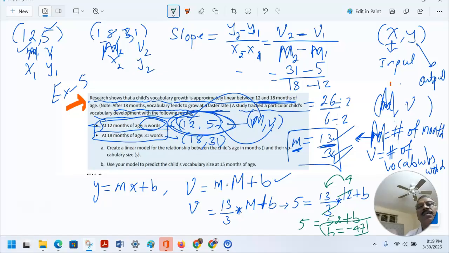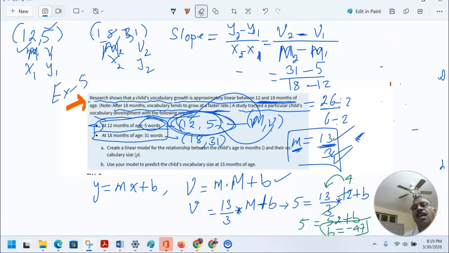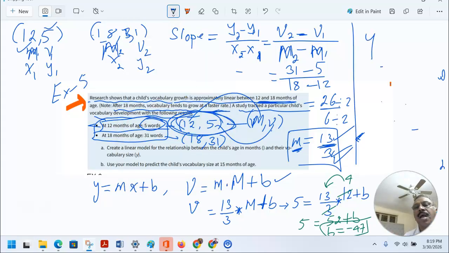So the equation becomes, your final equation is, not y, but we are using V. So V is 13 by 3 times the number of months passed, plus, not plus, it is minus 47.